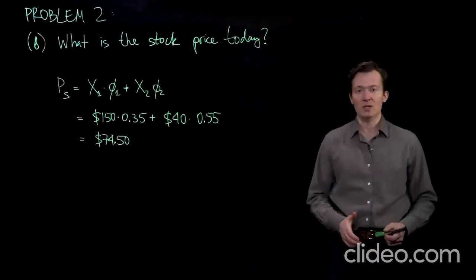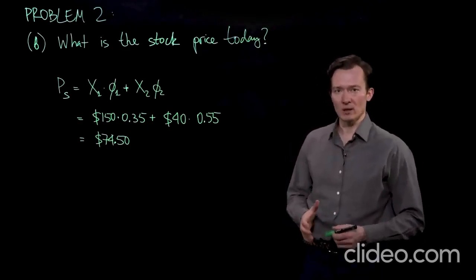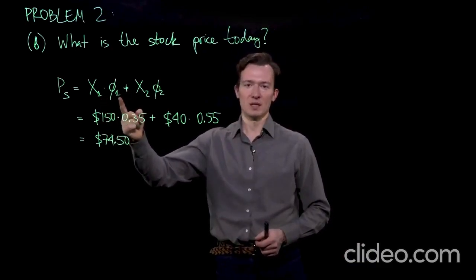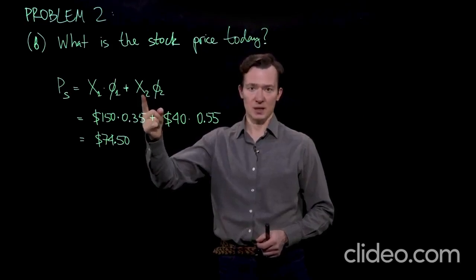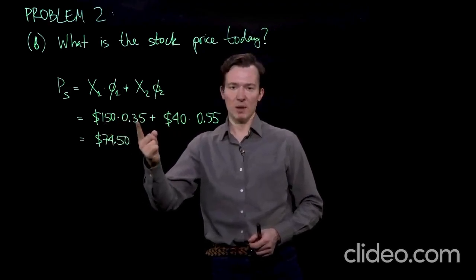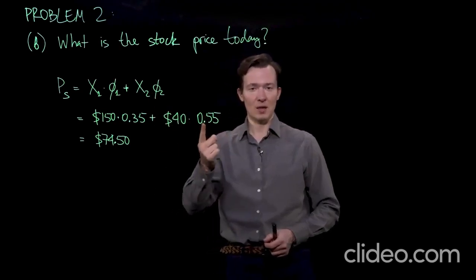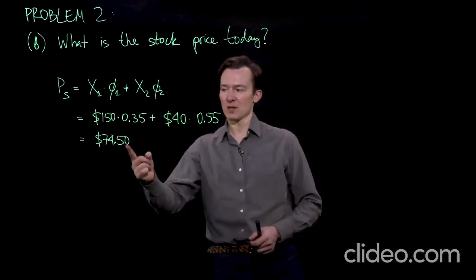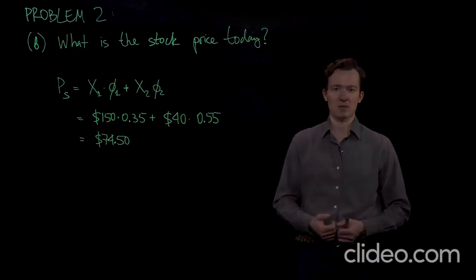The second question asks, what is the price of the stock today? To find the price of the stock, we again multiply the payoff that we get from the stock in the first state by the state price of the first state, plus the payoff that we get from the stock in the second state times the price of the second state. It's 150 multiplied by 0.35 plus $40 that we get from the stock in the second state times 0.55. This gives us $74.50. So the price of the stock today is $74.50.